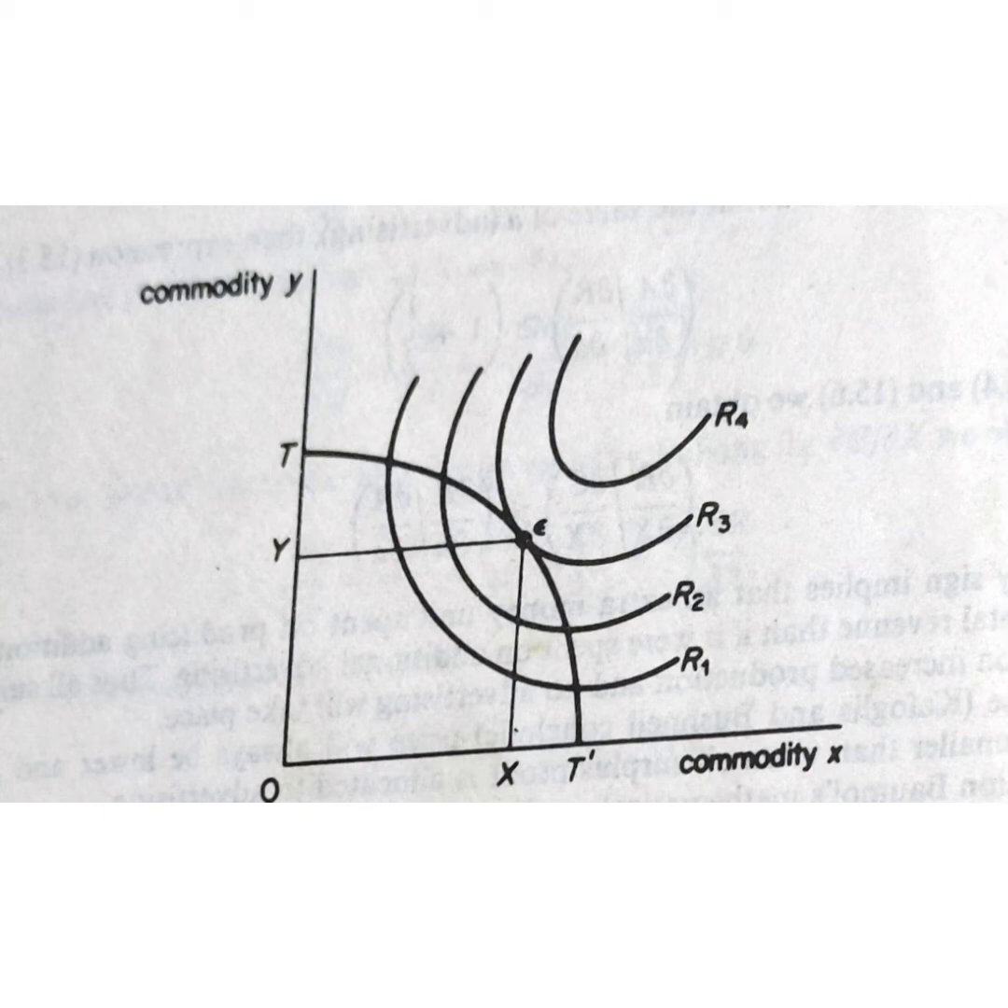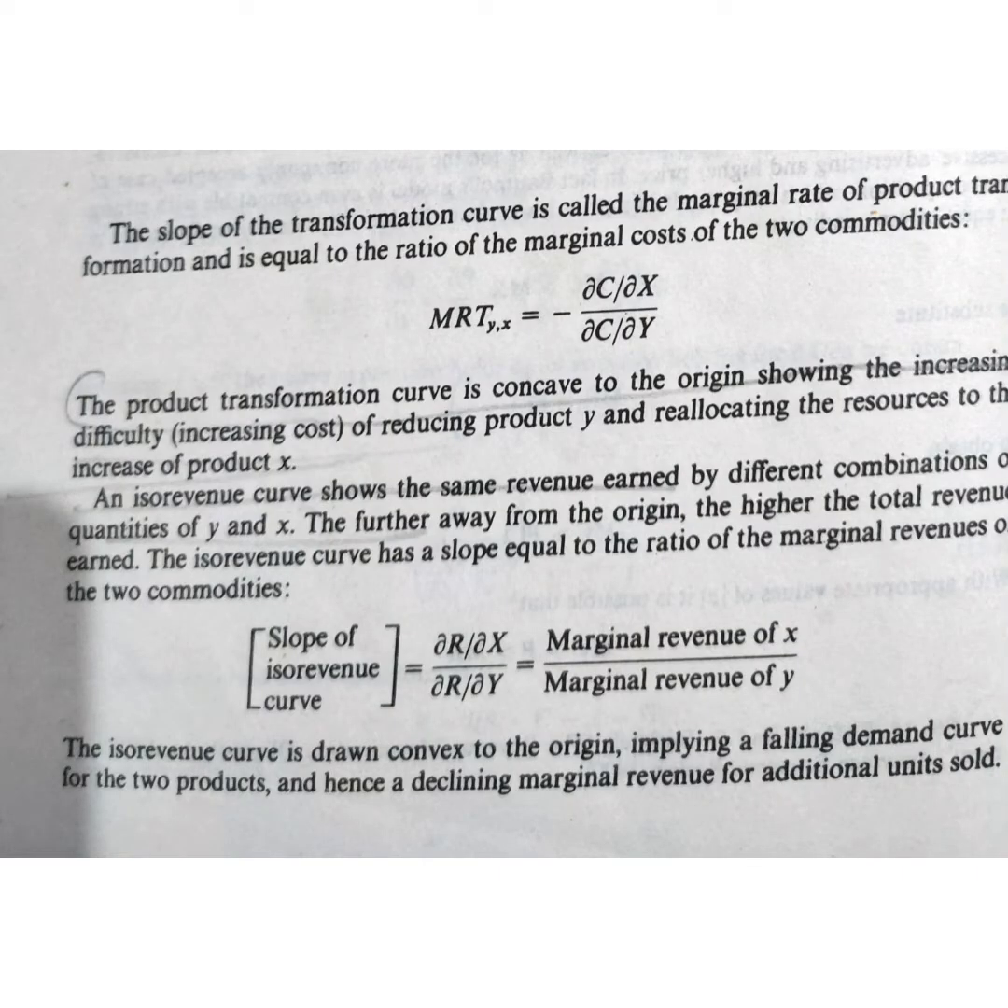So the firm's equilibrium point without doubt is point E, where the given product transformation curve is tangent to the highest iso-revenue curve. At this point the firm maximizes its sales revenue by selling OX of commodity X and OY of commodity Y. So the solution is similar to the equilibrium of a profit maximizer. There is nothing startling about this, since in both models we assume given resources and also the cost which is known to the firm.